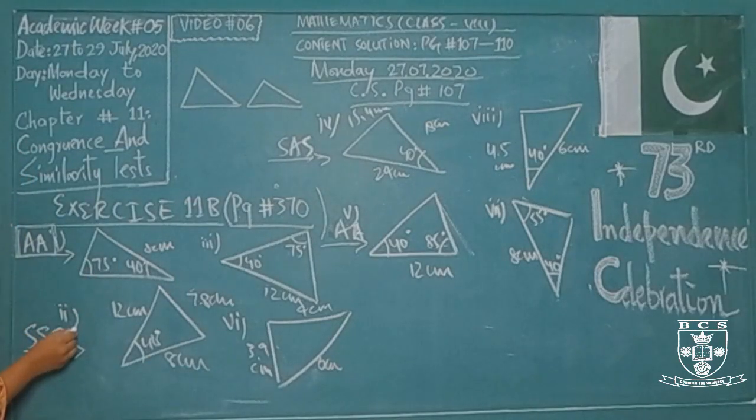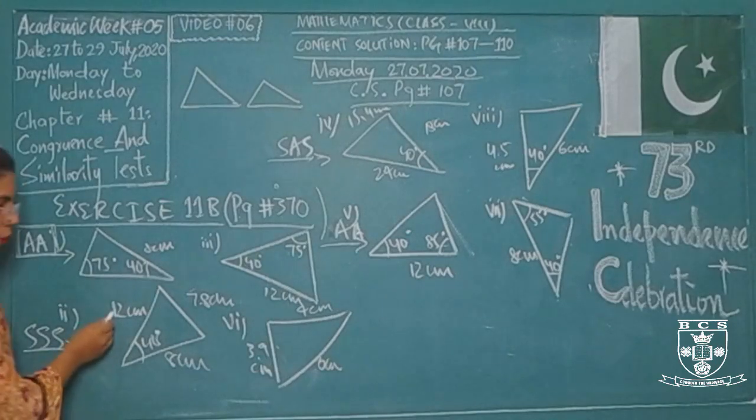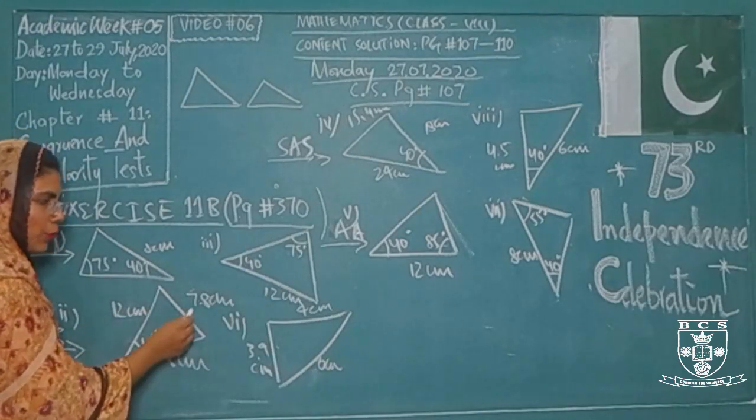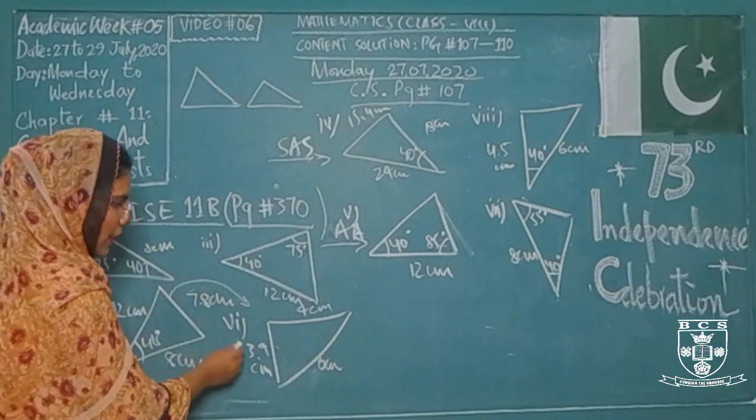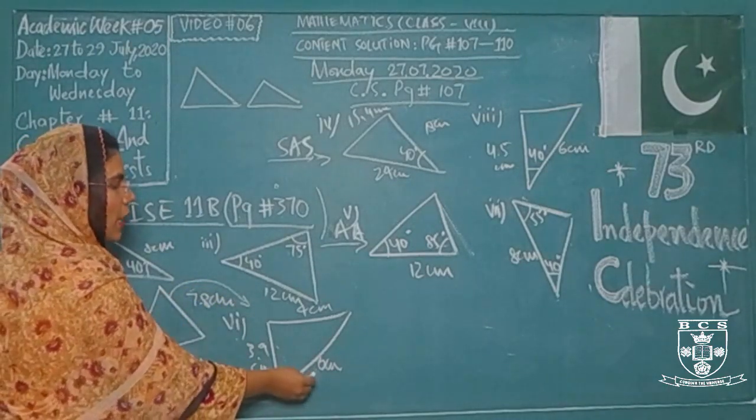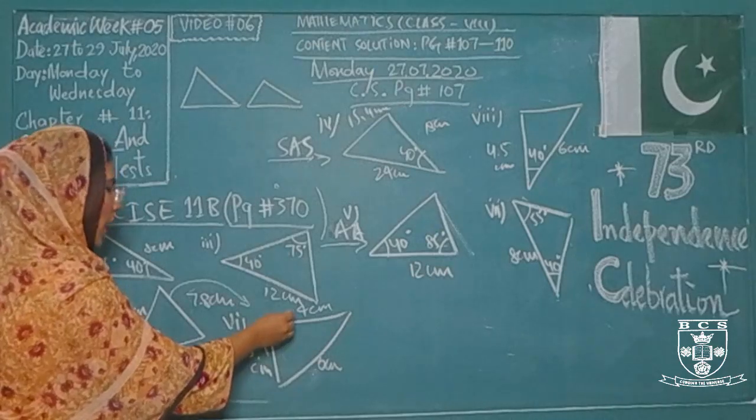Now for the second one, the three different sides are given, 12 centimeter, 8 centimeter, 7.8 centimeter, and I have paired this diagram with the sixth triangle, that is 3.9 cm, 6 cm and 4 cm. So why have I done this?